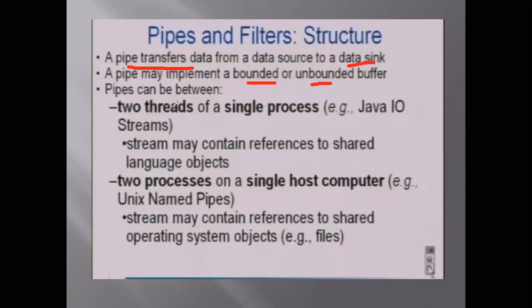And pipes can be between two threads of a single process. Yes, definitely there can be pipes between two threads of a single process, and one example is the Java IO streams. And even pipes can be between two processes on a single host computer. Yes, this is also possible. One of the best examples we can give is Unix named pipes.